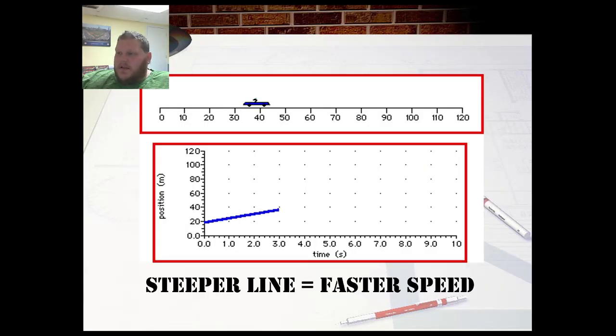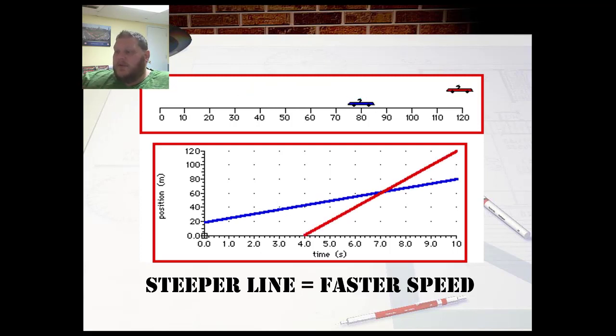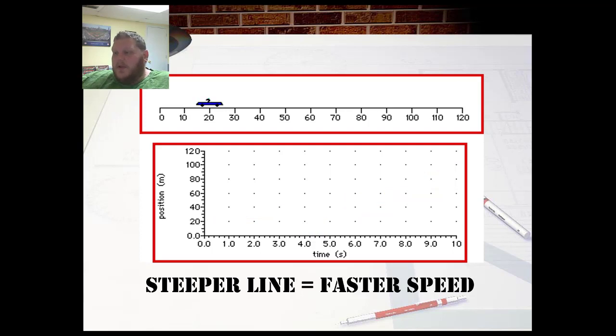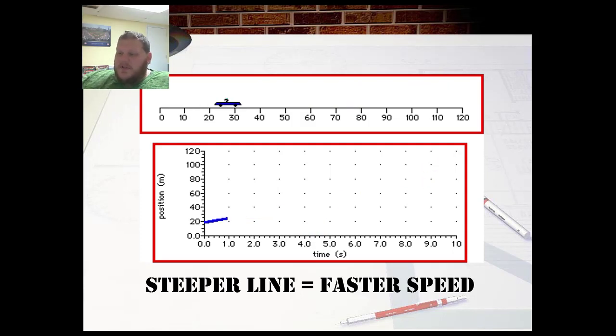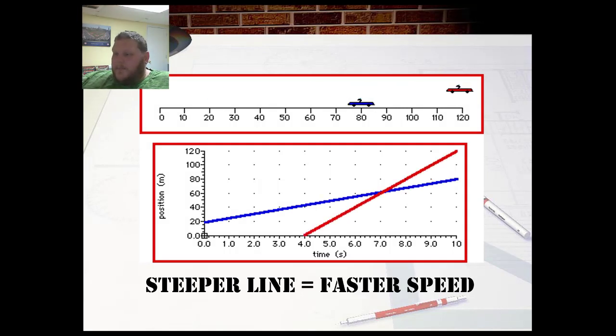Here you can see the car animation-wise. The blue car and the red car both have a constant speed, but since the blue car is moving much slower, it has a less steep line. You can also see here that the red car doesn't show up until 4 seconds in, if we call this a race. So position-wise, it starts right there at 4 seconds.